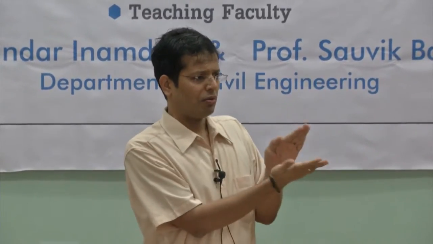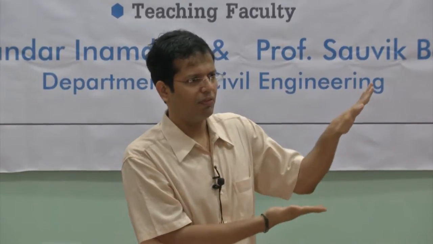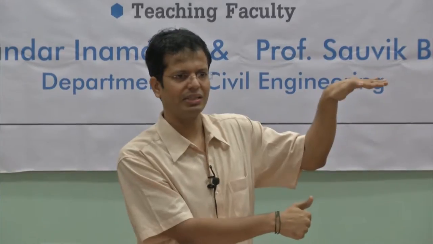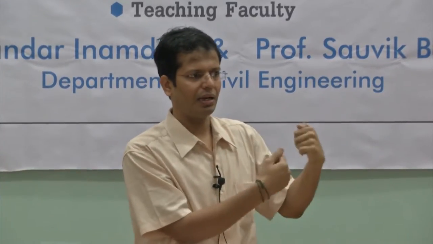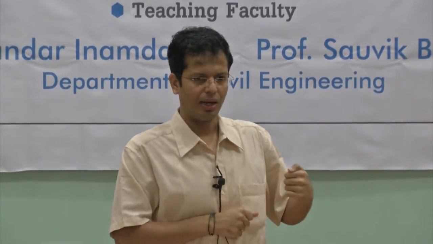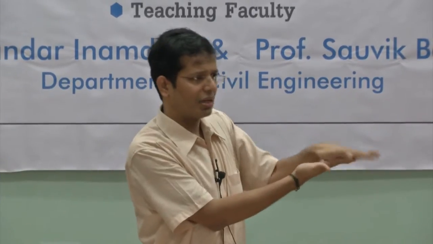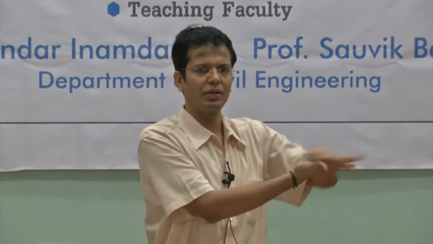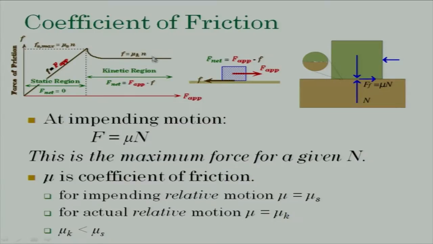So friction force matches up with the applied force. Maximum force, mu s times N, N is the normal reaction. Then there is a dip if you try to push even more. And then if there is a relative slide, there is a finite sliding. What is a finite sliding? That the body is actually relatively moving with respect to the second body. Then the force acting on it is mu k, the kinetic friction coefficient, times N.